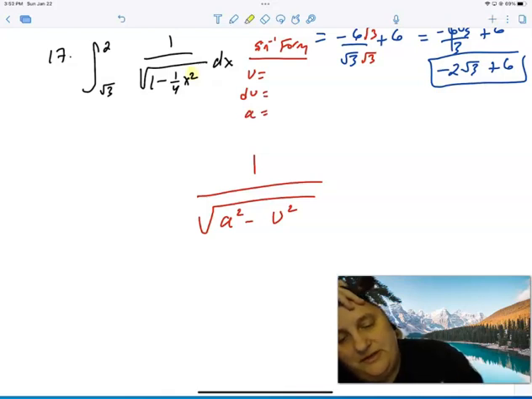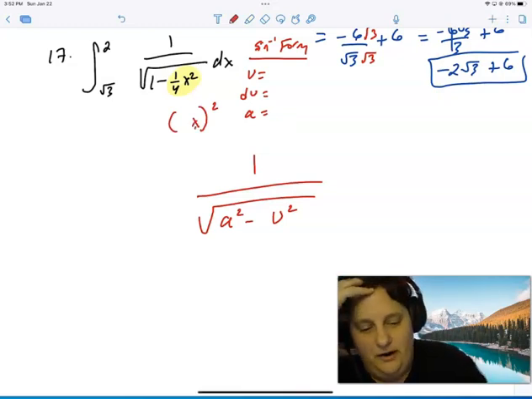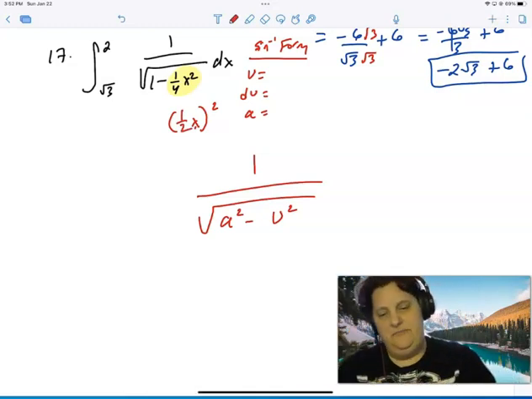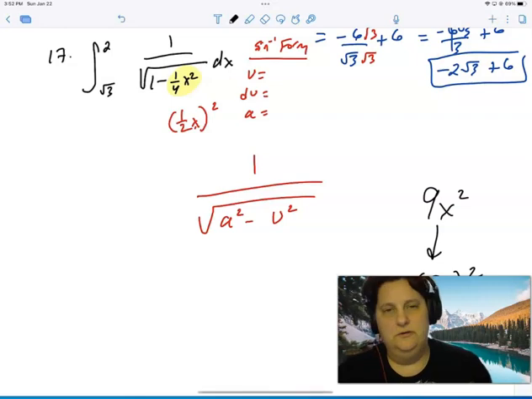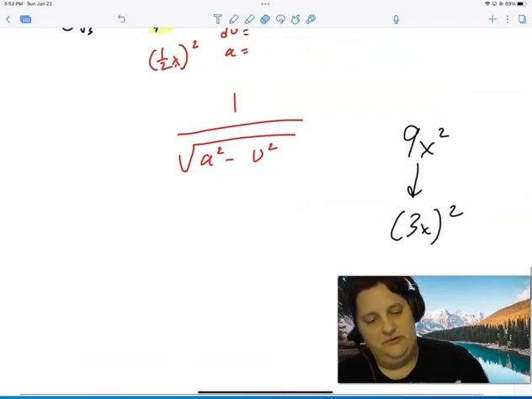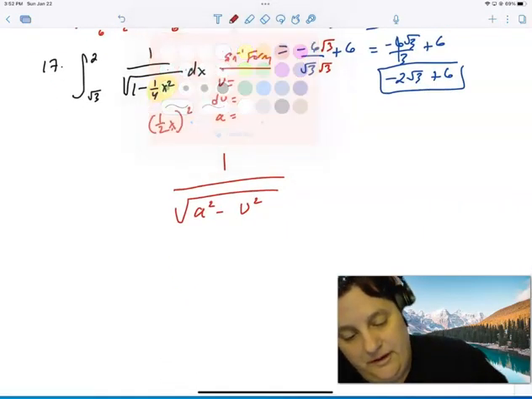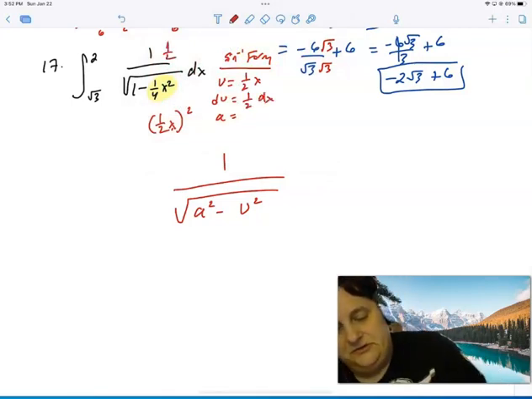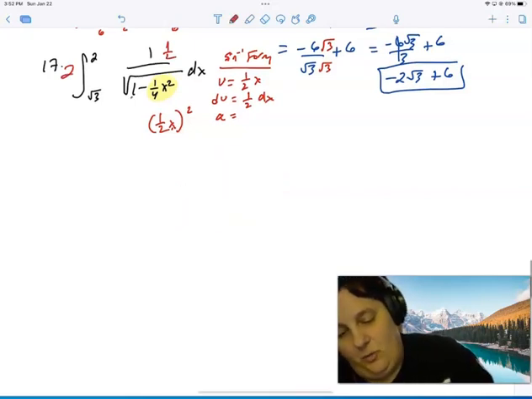Well, u squared means that this is something squared. Well, I know x squared is x squared. 1/4 is what squared? 1/2. Do you see how that? I have to think of that as 1/2 x squared. It'd be the same idea as if it was like 9x squared. You have to think of it as 3x squared. Same idea, okay? When we're doing inverse tan and inverse sine forms. All right. So u is 1/2 x, du is 1/2 dx. So I go 1/2 2. A is just a 1.